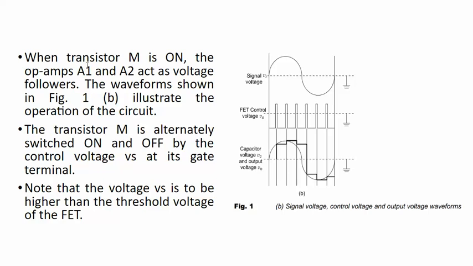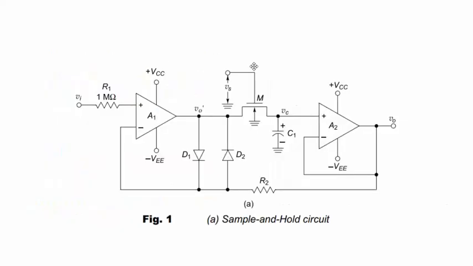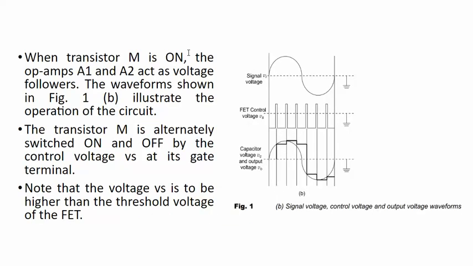So when the transistor M, here meant as the MOS type of transistor, which we call an analog switch, is on, the op-amps A1 and A2 are going to act as voltage followers. How the waveform is going to be for the circuit is, this is the signal voltage, this is the FET control voltage, and this is how the capacitor voltage happens for the output voltage value.